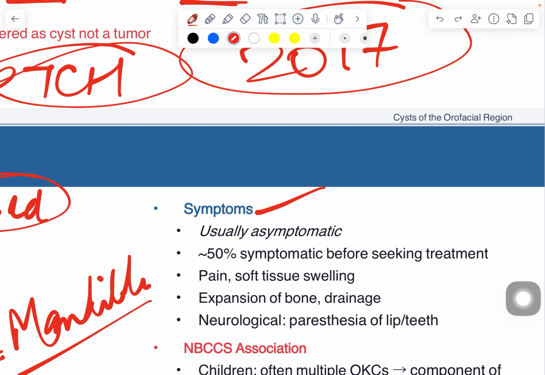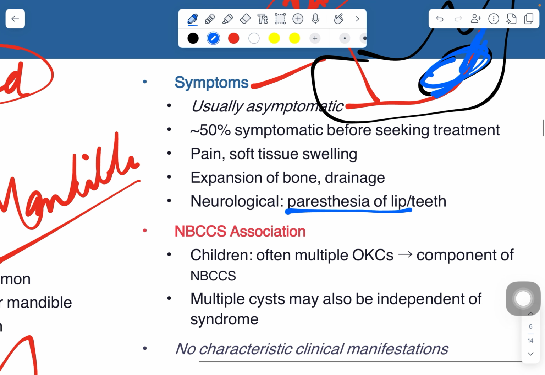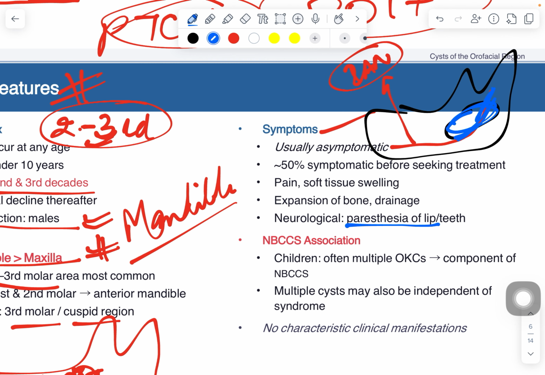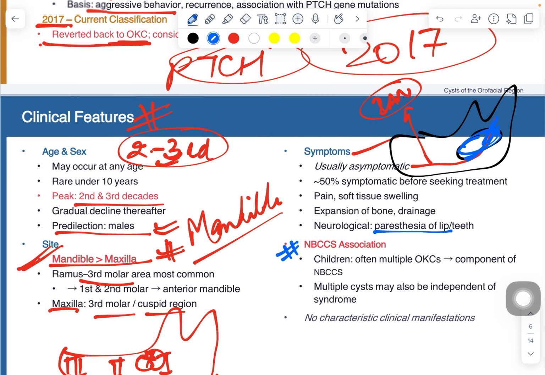So suppose this is my mandible and this is the presence of the cyst, and here a nerve passes. This is the inferior alveolar nerve, as you have read it in the anatomy. Now this cyst that is growing will disturb the inferior alveolar nerve and hence will lead to paresthesia of the lip and teeth. It is commonly associated with NBCC syndrome, which we will be studying in the coming lectures.